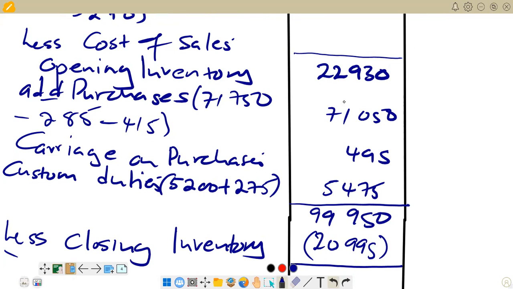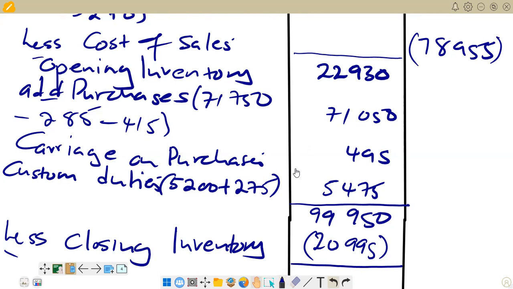We put it here. So we are now saying 22,930 plus 71,050 plus 495 plus 5,475. Then you go to our 99,950. Then you subtract 20,995 there. If you calculate correctly, you are going to get 78,955. And remember, we are also saying less here. So we subtract, we put our brackets. So this is what we have.